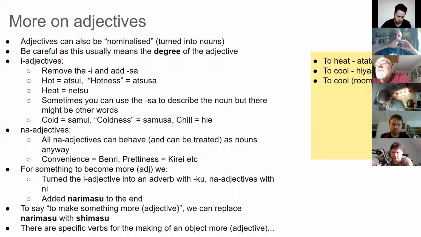But for anything else where you're trying to stretch something, to extend something, we wouldn't usually use nagaku suru. We would use nobasu, the transitive verb nobasu.